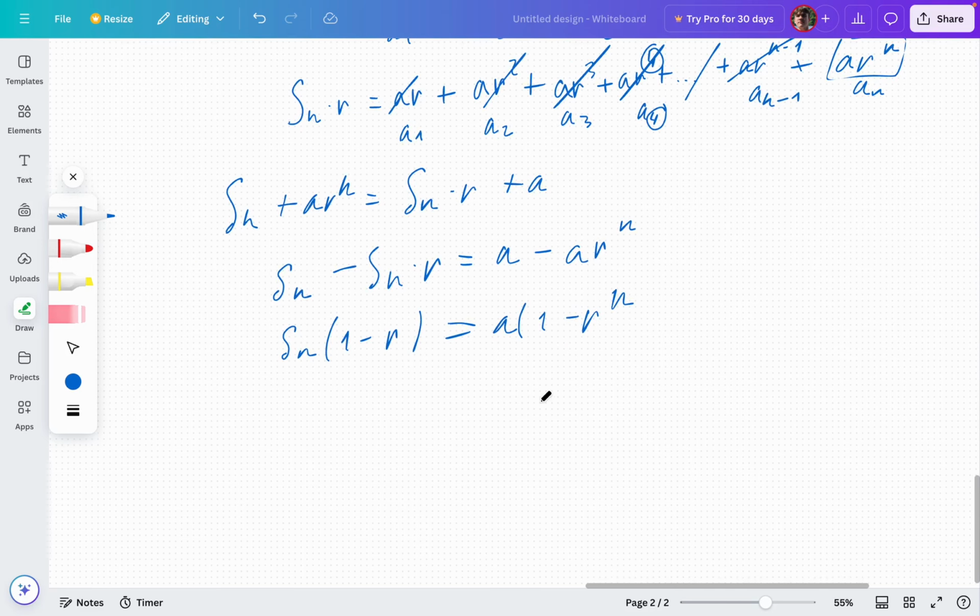And what if we divide both parts of this equation by 1 minus r? What are we going to get? We're going to get s sub n equals a, by the way, here's the bracket, 1 minus r to the nth, over 1 minus r. And here it is, the nth partial sum of the geometric series.